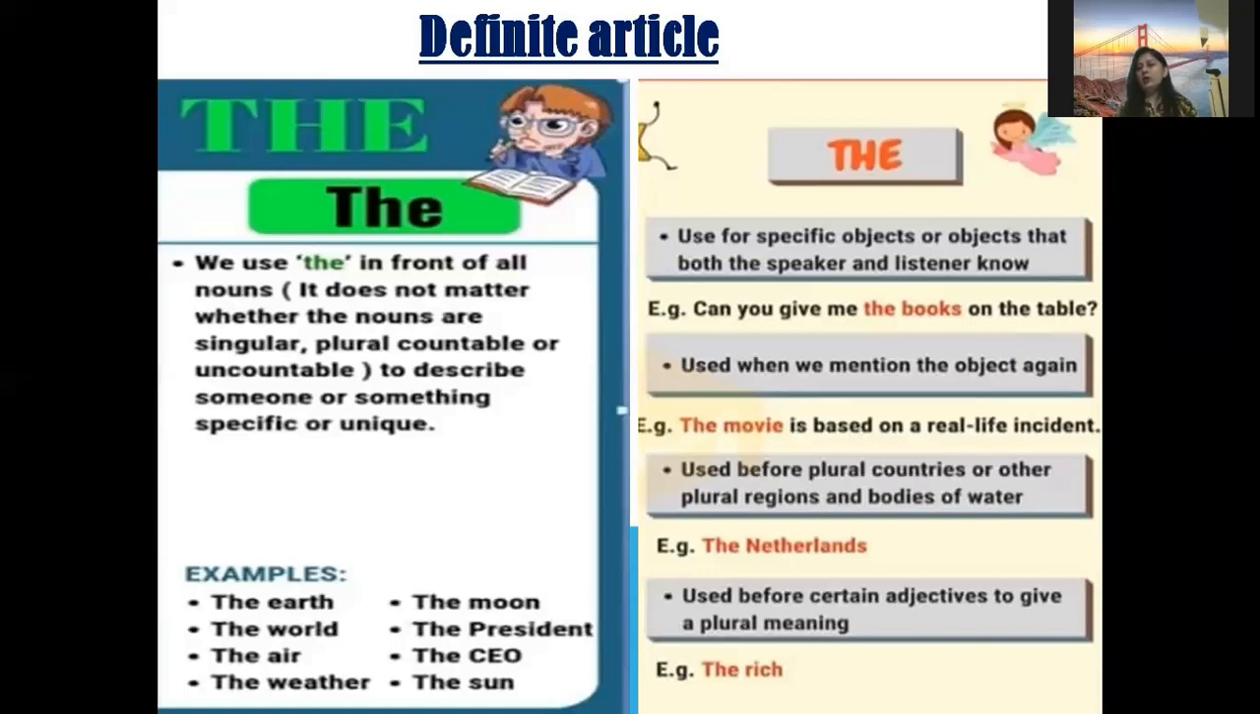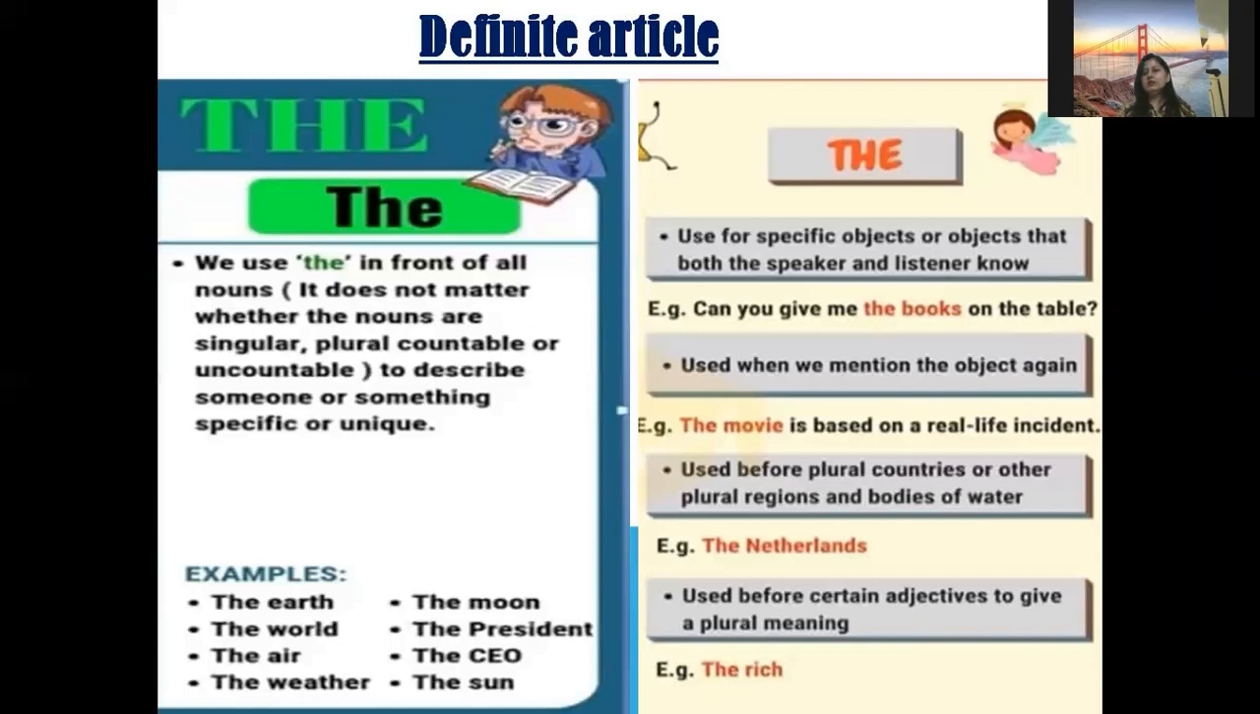But when I'm talking about that movie again in the paragraph, about the same movie, it will take the article the. The movie is based on a real life incident. I'm talking about that movie which I saw. So this is a particular movie. So when this movie noun is repeated, it will take the article the.